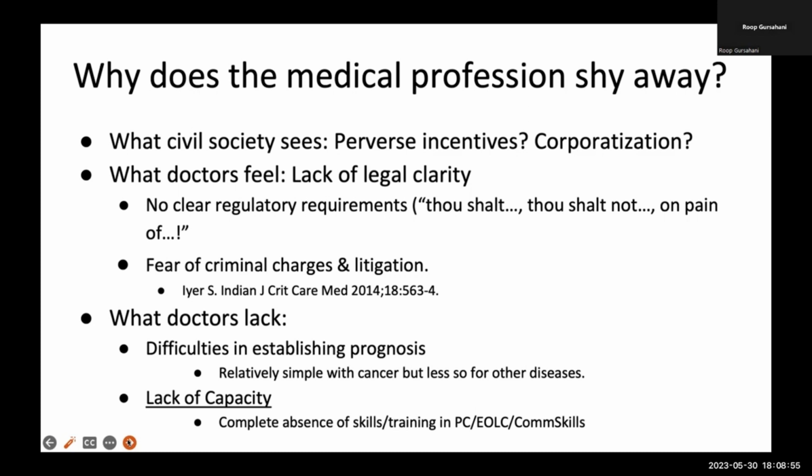And yet the medical profession actually shies away from these issues. When you ask patients and families, they see perverse incentives. They say corporate hospitals want to suck money till the end, so they don't want to get into these issues. And when you ask doctors, they feel that this is because of no legal clarity. There is no clear law requirement for this, that if you do this, if you don't do that, you will get punished or whatever. And the third is that we are afraid of criminal charges and litigation. The last is the standard excuse that many doctors give, except that it is no longer true.